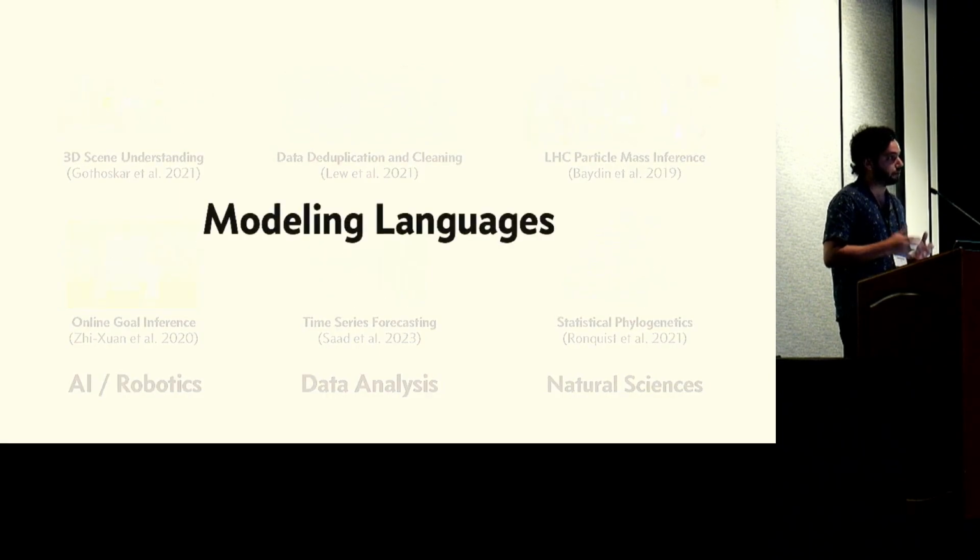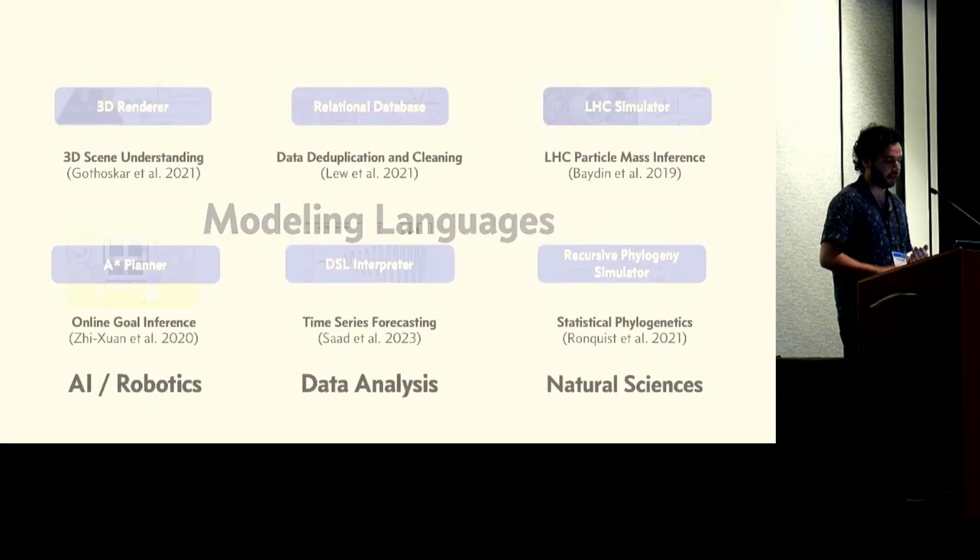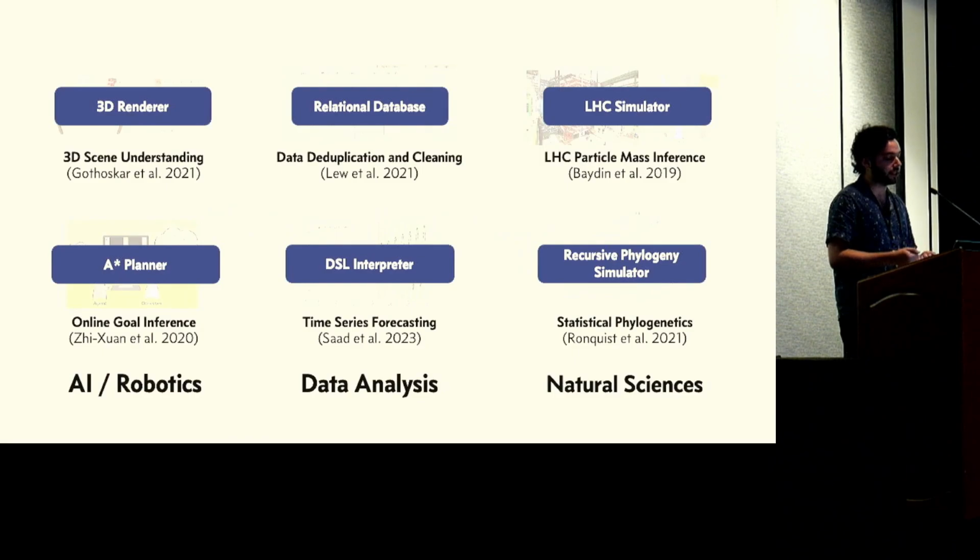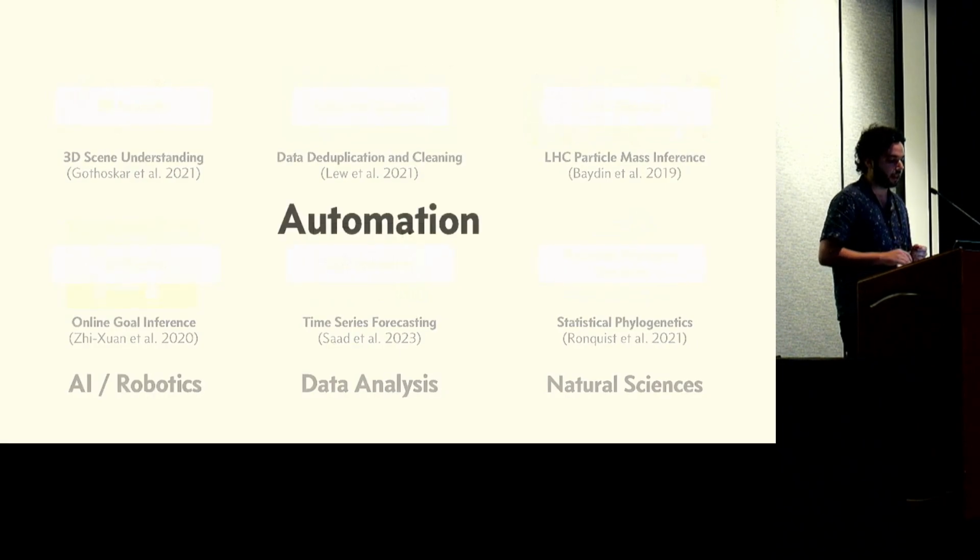First, they feature modeling languages that let users express probabilistic models as programs, making it easy to write down probability distributions that are defined in terms of expressive, program-like components. The probabilistic models behind these example applications are defined in terms of 3D renderers, symbolic planners, scientific simulators, and so on. The second thing that probabilistic programming systems do is to automate mathematical operations on these models.